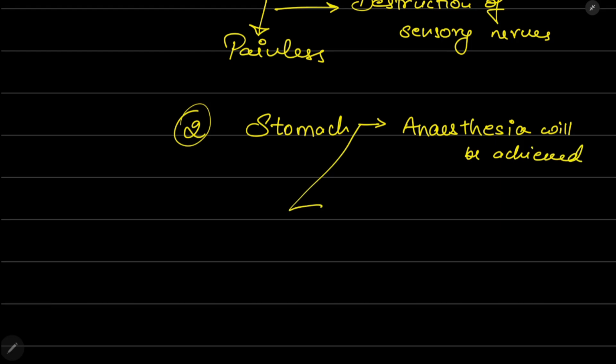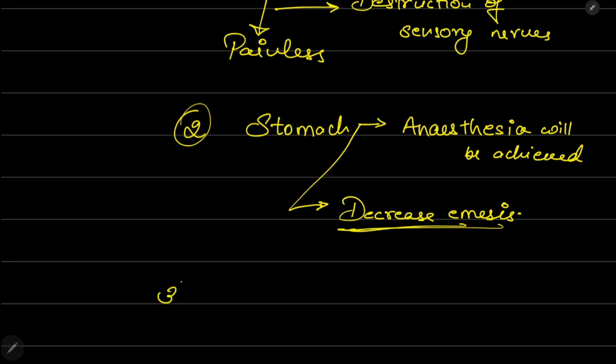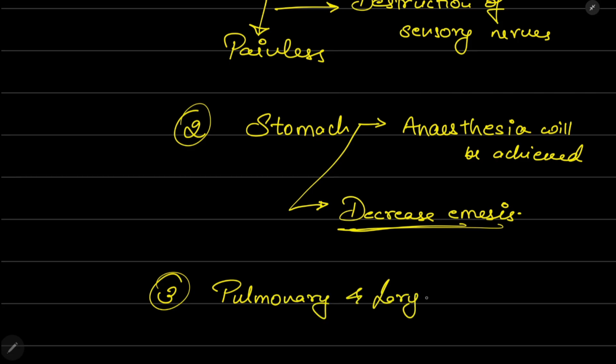In carbolic acid poisoning, there will be decreased emesis. Emesis means vomiting. There will be decreased emesis sensation because of the destruction of the sensory nerves. It also causes pulmonary and laryngeal edema. These were some local effects of carbolic acid poisoning.